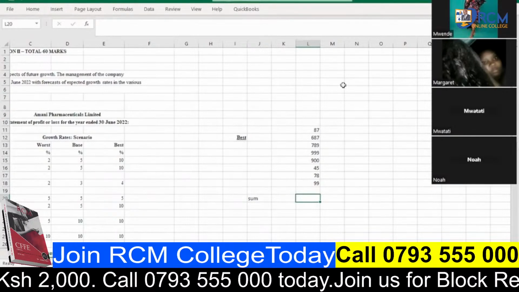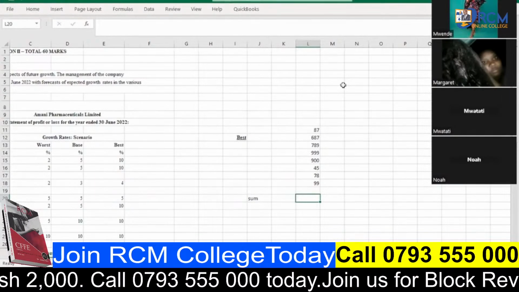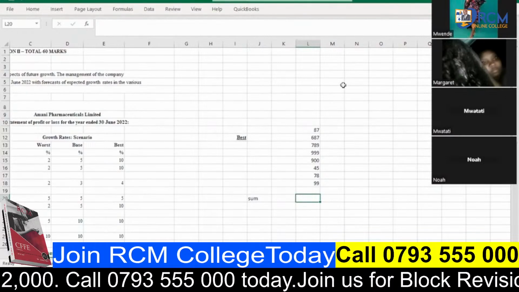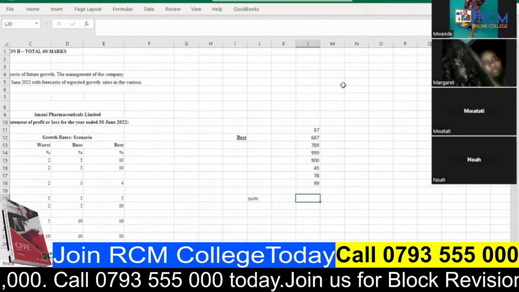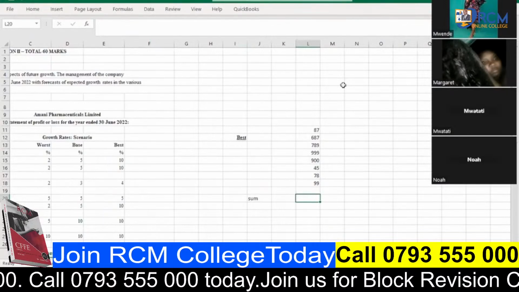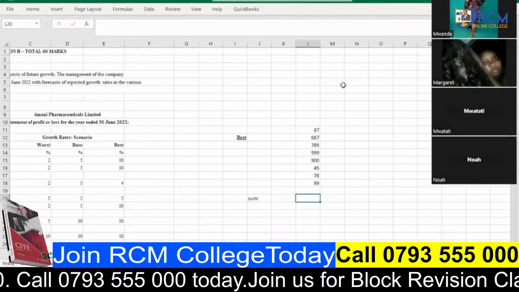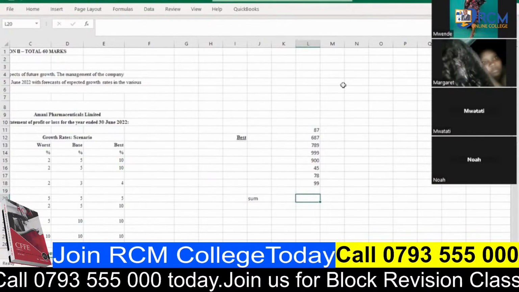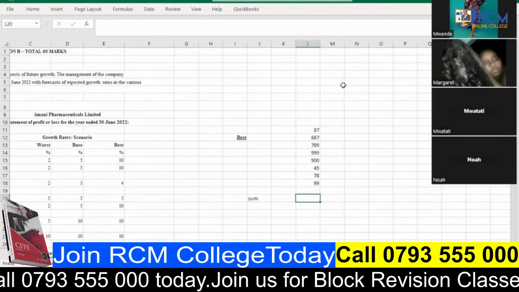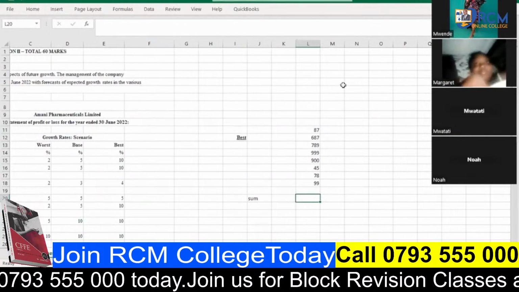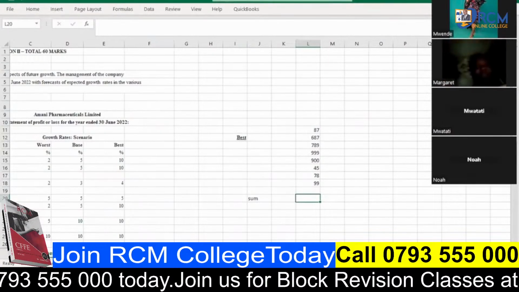So A1 to H20: one, it is not vertical. Two, they are not within the same row. So that one is out. Remember, the examiner is specific that it is in a vertical array. So that one is automatically out.